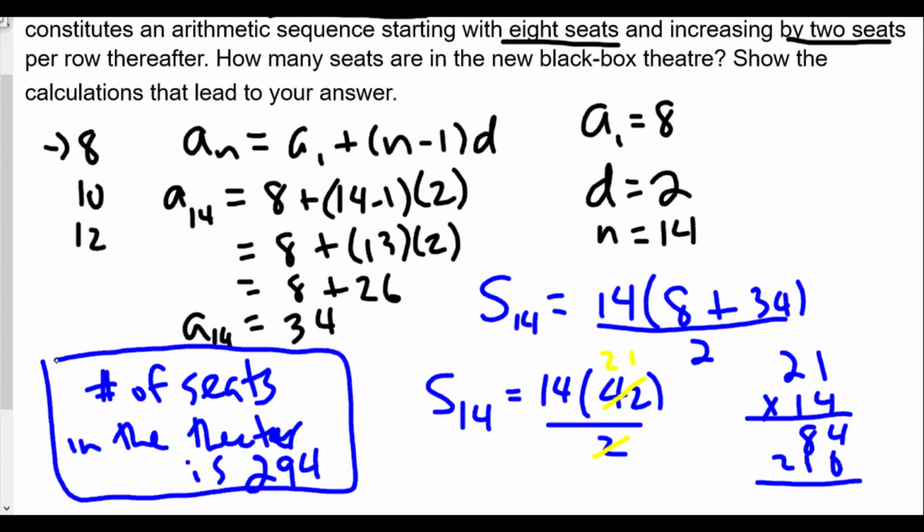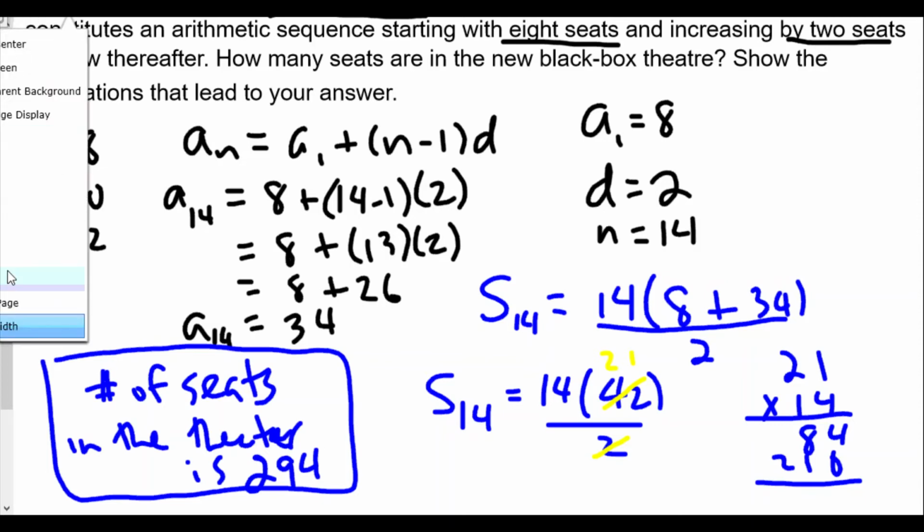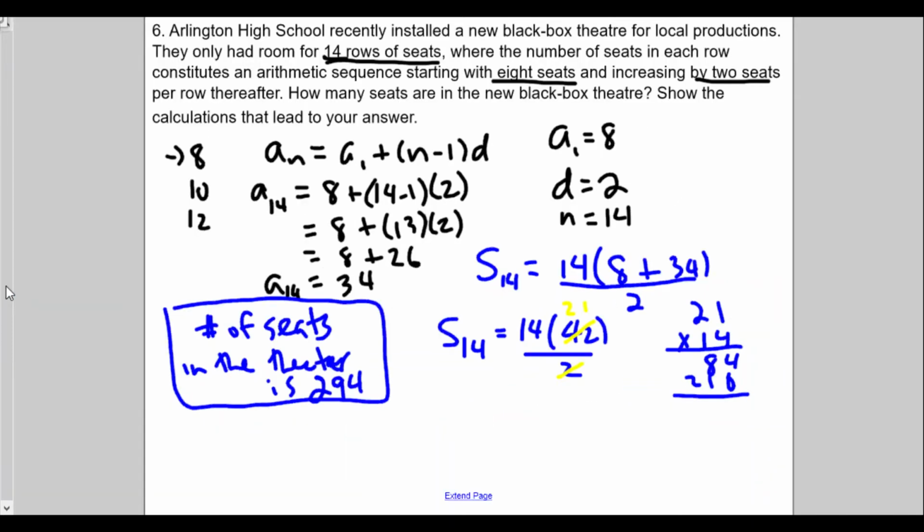Okay, so here again, one of those problems where we want to find the last term. Now, you could have, if you want to, kept adding 2 for your 14 rows and added them all together. That works out too. It's just not so efficient, I think, in this case.